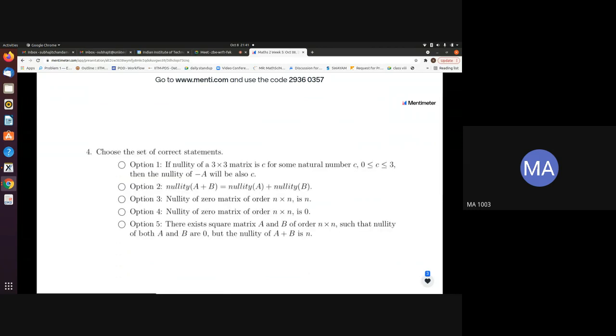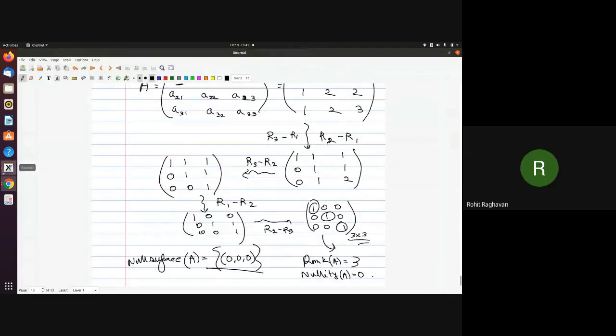So, what about the first one? If the nullity of a 3 cross 3 matrix A is some natural number between 0 and 3, then what is the nullity of minus A? Can someone explain why it should be the same? Sir, it is just the negative of the matrix, and all the row operations are the same. Correct.